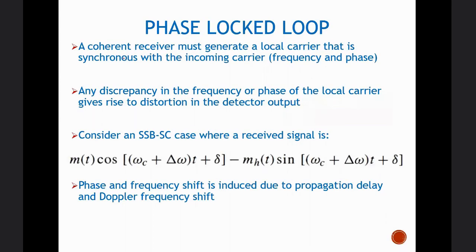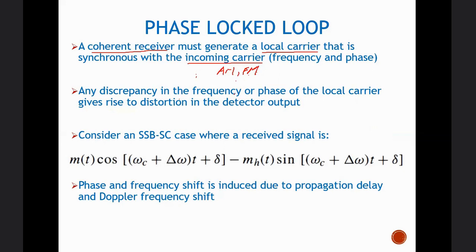In this video, we will discuss an important component of a coherent receiver that is called the phase lock loop. Whenever we are using a coherent receiver, we need to generate a local carrier or a local oscillator that is synchronous to the incoming carrier. Incoming carrier means our signal, right? This signal could be either an AM or an FM signal.